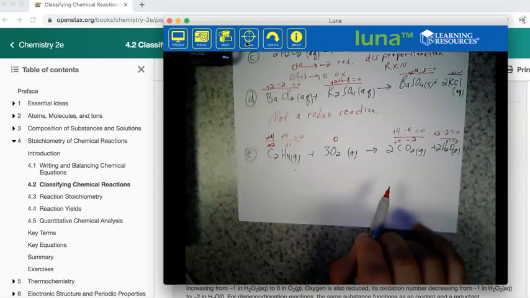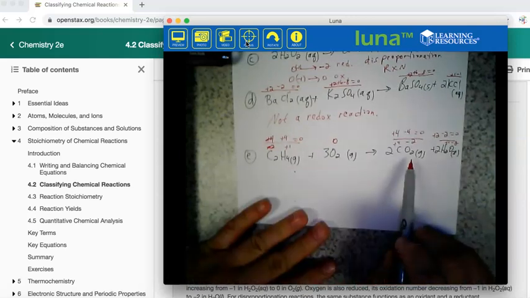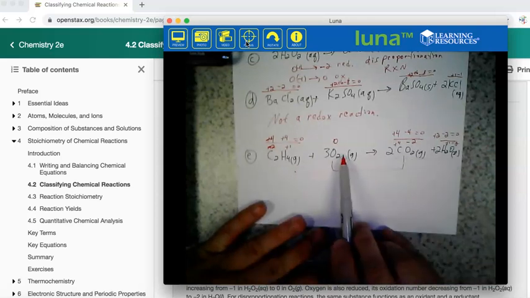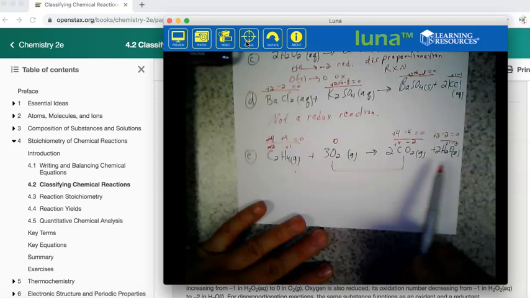And then here we see oxygen actually go from 0 to -2. It didn't change here to here, but it changed from -2 here to 0 there. So for carbon, it went from -2 to +4, and for oxygen, in this case, it went from 0 to -2. All right, so here we see carbon is being oxidized, and then oxygen is being reduced.